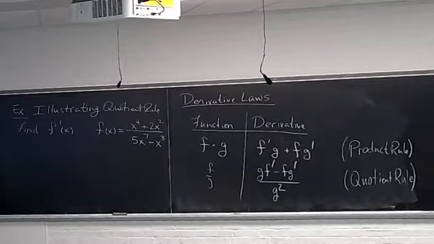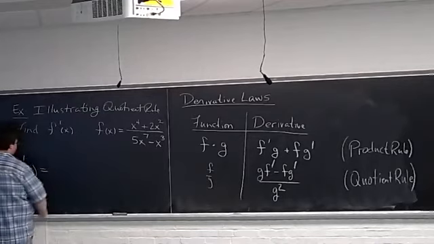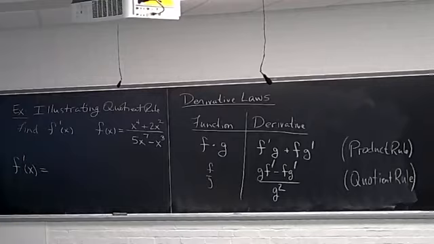So here we have a quotient. We have x to the fourth plus 2x squared divided by 5x to the seventh minus x cubed. So we have a top function and a bottom function. So we can find its derivative following the quotient rule. Quotient rule has 5 pieces.